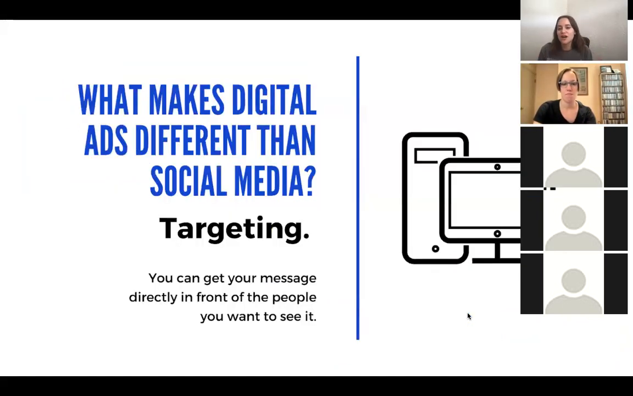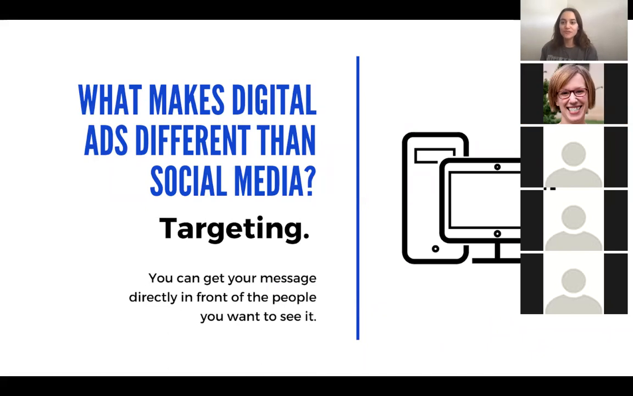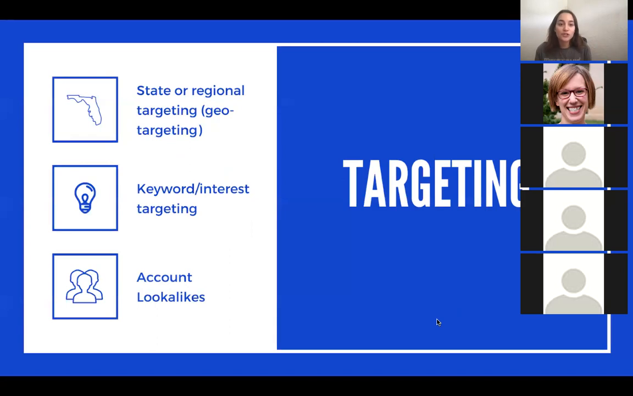And what makes digital ads different than social media? Because a lot of these things are really similar to just running a social media campaign, putting things up on Twitter, Instagram, even TikTok if you're really into the new content. But the real thing that is special about digital advertising is you can target your message to the people that need to see it. So targeting varies based off of what platform you're using, but there are three main ways that you can target using digital advertising.